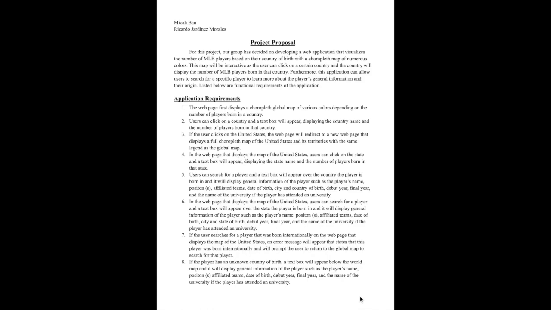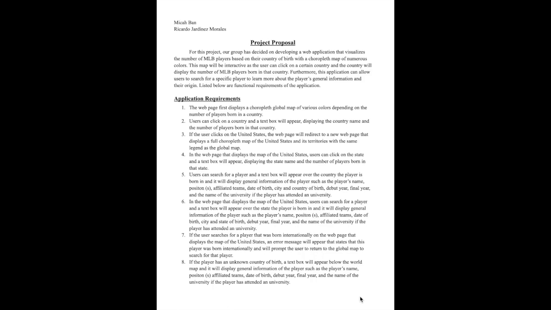If the user clicks on the United States, a new web page will appear that displays a choropleth map of the United States with the same colors as the global choropleth map that depend on the number of players born in a state. Similar to the global map, users can click on a colored state and it will display the state's name and the number of players born in that state. Thus, users can search for a specific US-born player and view the player's general information displayed above the player's state of birth.